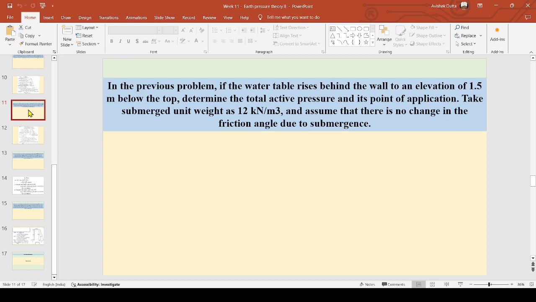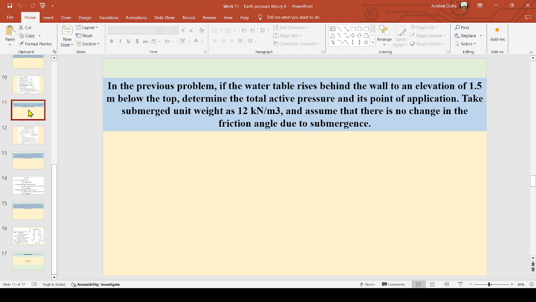In the previous problem, that is the last question which I have told, if the water table rises behind the wall to an elevation of 1.5 meter below the top, that is up to a depth of 1.5 meter from the surface of the soil, there is the water table. And the other conditions remain same as the previous problem. In this case, determine the total active pressure and its point of application. The only thing given here is the submerged unit weight of the cohesionless soil, which is 12 kilonewton per meter cube. Assume that there is no change in the friction angle due to submergence.